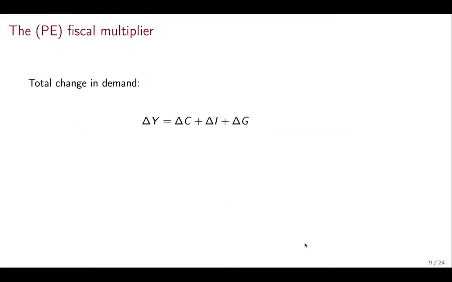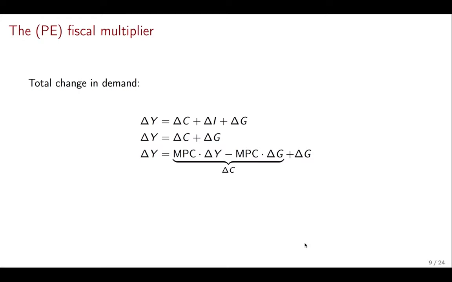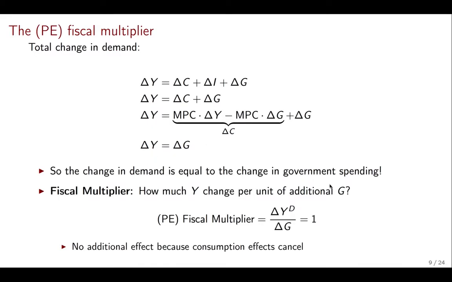We can now take all of this together. So the change in demand is going to be the change in consumption plus the change in investment plus the change in government spending. Change in investment is zero, goes away. Now I can replace for the change in consumption. That's MPC times the change in output, or the change in demand. That's this term. Minus MPC times the change in G. And if you see, the MPC terms are going to end up canceling with one another. And so the total change in aggregate demand is exactly equal to the total change in government spending. That is what we call the fiscal multiplier.